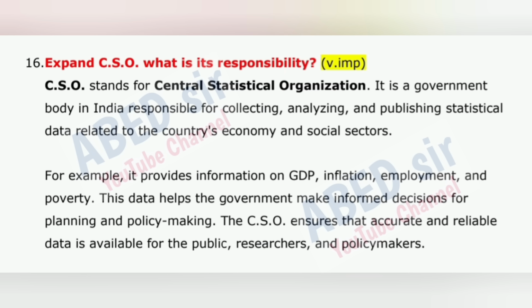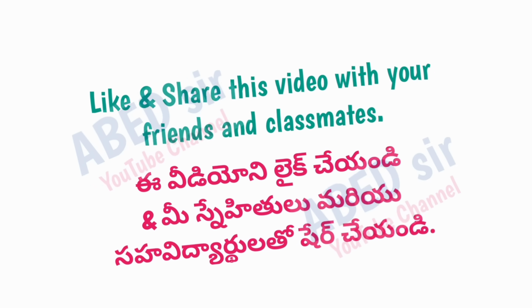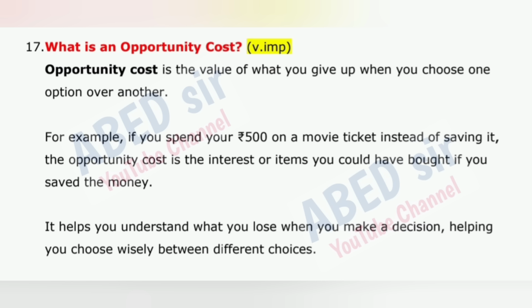This data helps the government make informed decisions for planning and policy making. The CSO ensures that accurate and reliable data is available for the public, researchers, and policymakers. Next important question is 17. What is an opportunity cost?